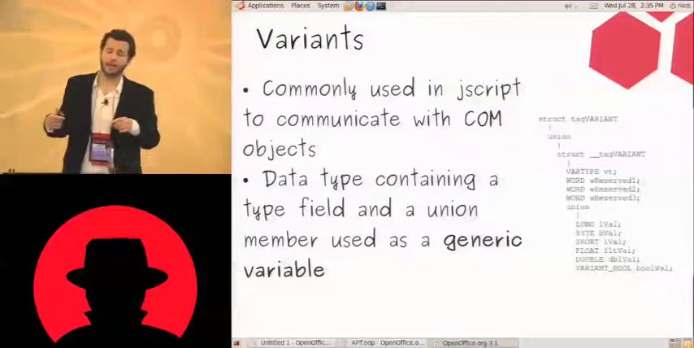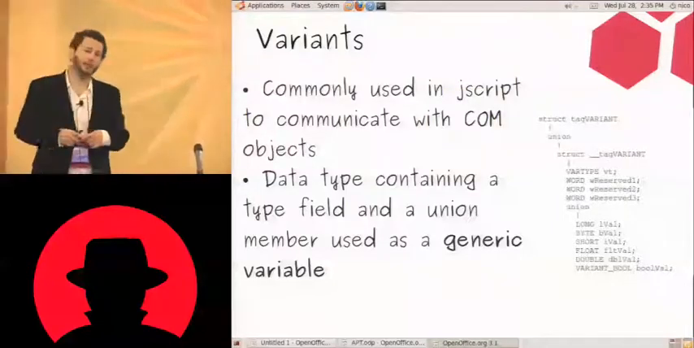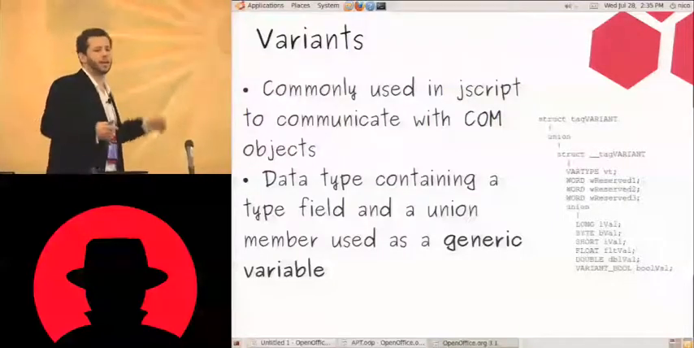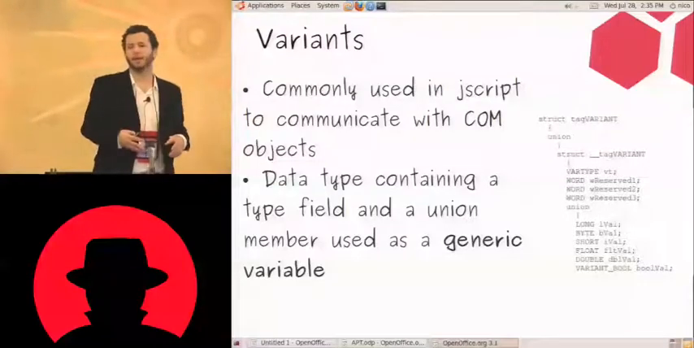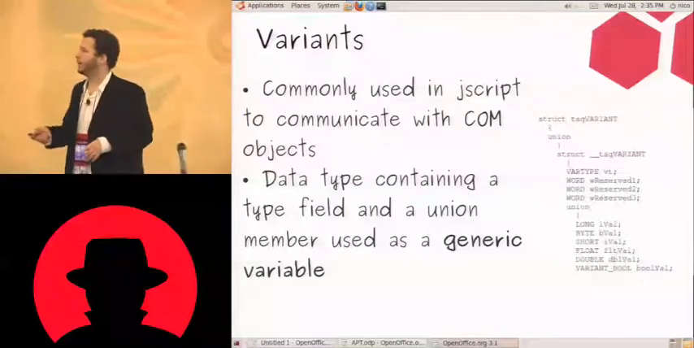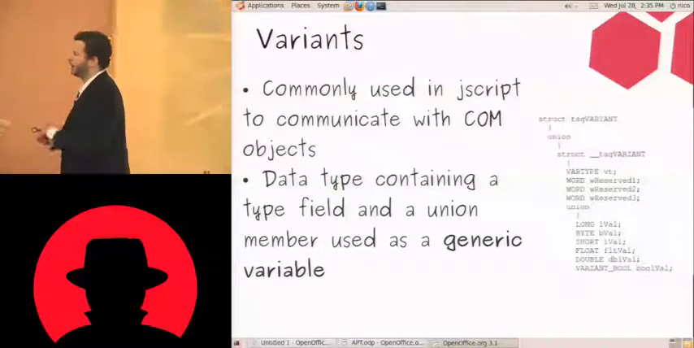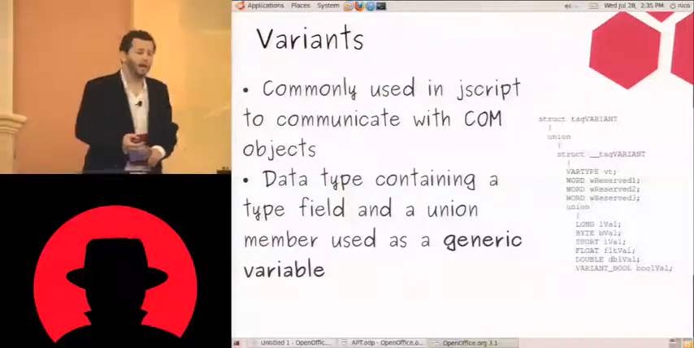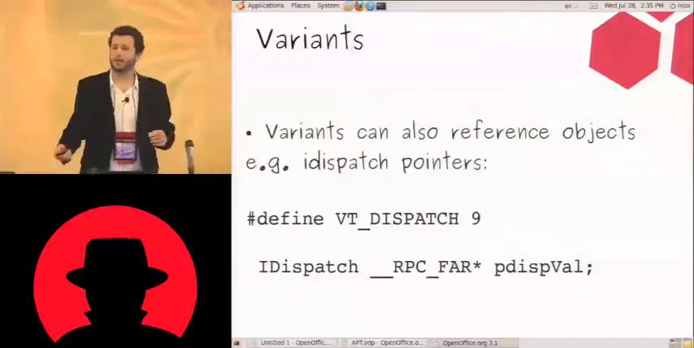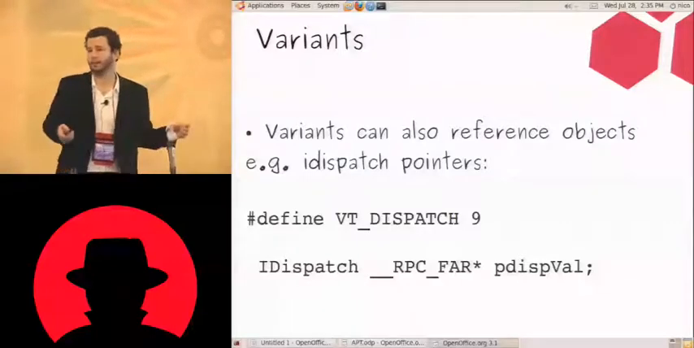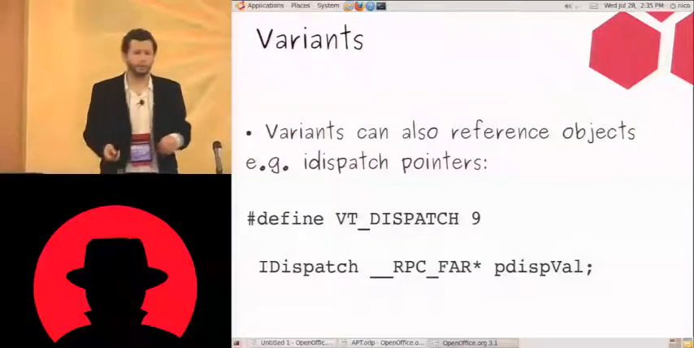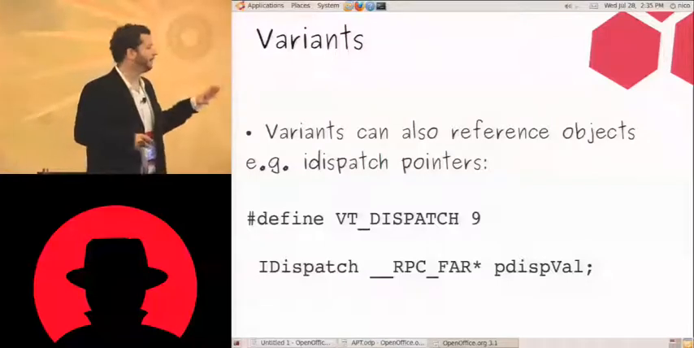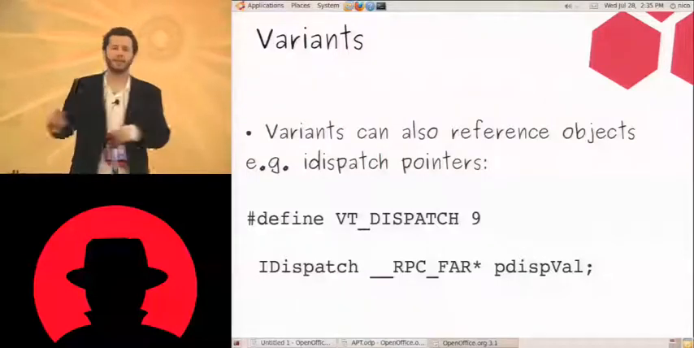content that variant has inside, and then it has a big union with a lot of different types of things that variant can hold. And as you can see here, you can have a long, you can have a byte, you can have a string, and you can have what is useful for us, which is an iDispatch, which is basically an object. So if your variant is of type 9, it will have an iDispatch.